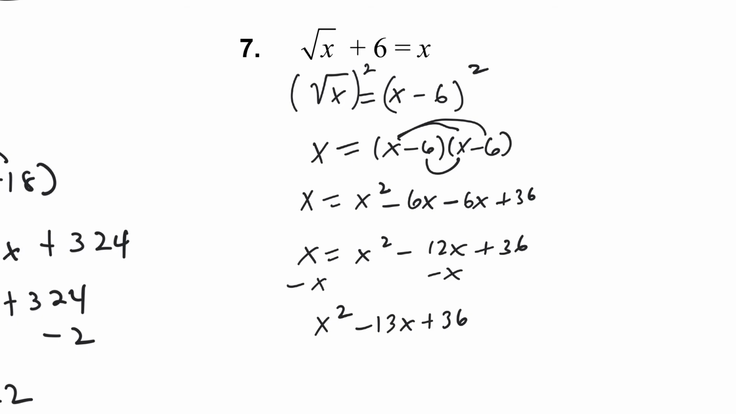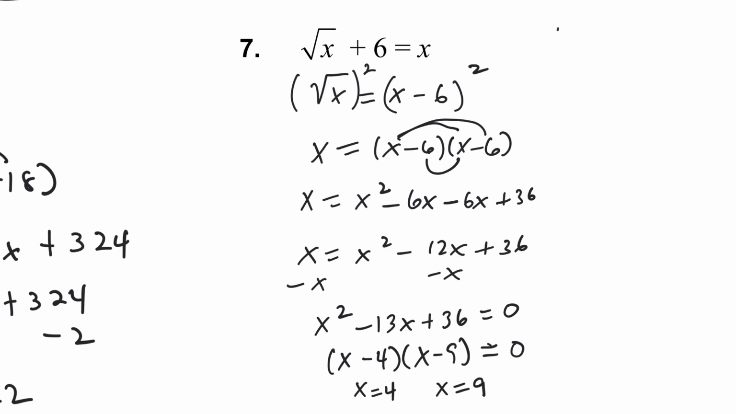We have the factors of 36: 9 times 4, and 9 plus 4 gives you 13. So those are going to work. So you have x minus 4, x minus 9, because negative 4 times negative 9 gives you 36, and negative 4 plus negative 9 gives you negative 13. So that's 0. So my first answer is x equals 4, and the second answer is x equals 9. You just have to check.